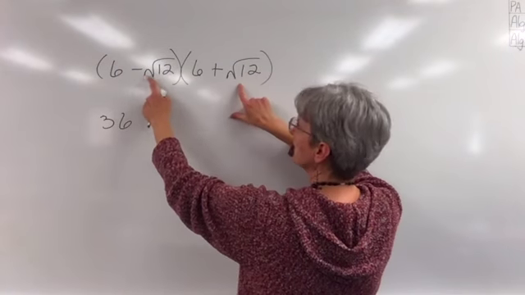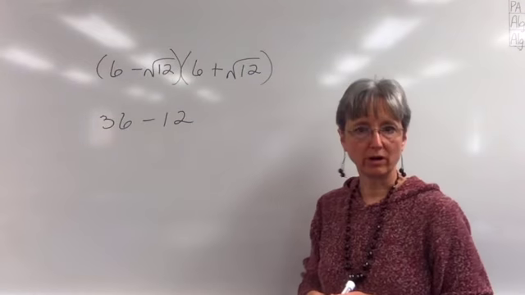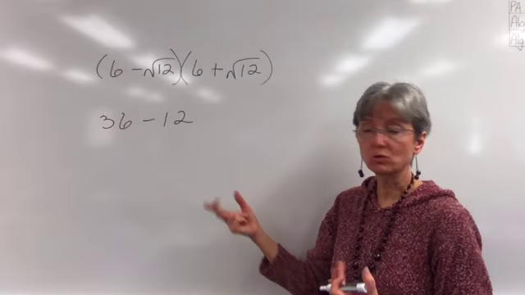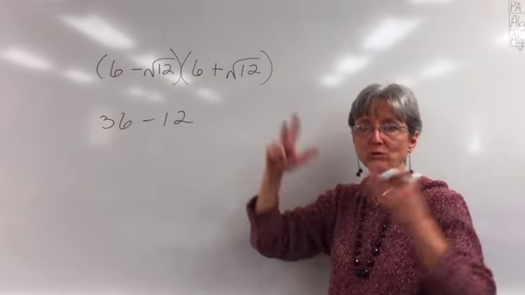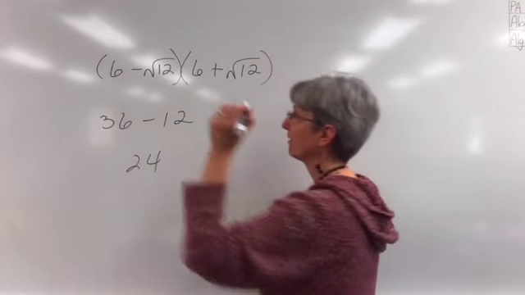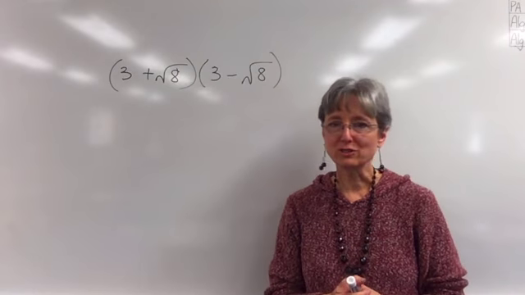And then minus the square root of 12 times the square root of 12, which is 12. Right? Actually, it's the square root of 144, which is 12. But realize when you square the same square root, you just lose the radical box. So 36 minus 12 is 24. And we've done it. One more, just for good measure.